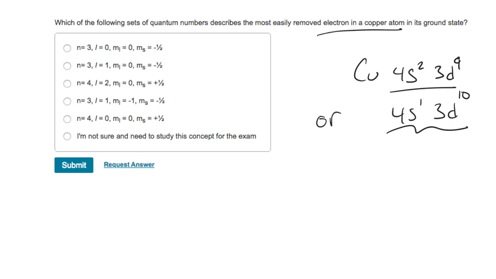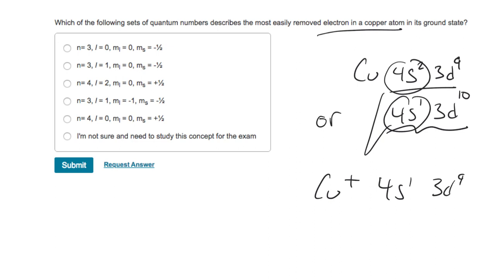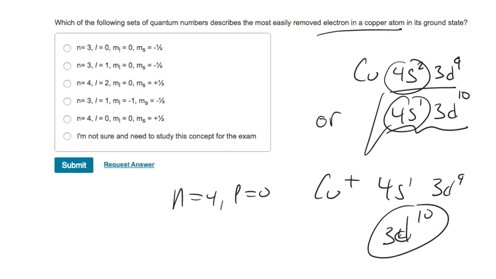But to answer this question, it doesn't really make any difference because in either one, this is the electron you would expect to be lost first. So copper plus would have either a 4s1, 3d9 configuration, or probably its actual configuration would be 3d10. But still, the electron you would lose would have n equals 4, l equals 0, because that's what s means. The only m sub l is 0. And then the m sub s could be plus or minus a half.